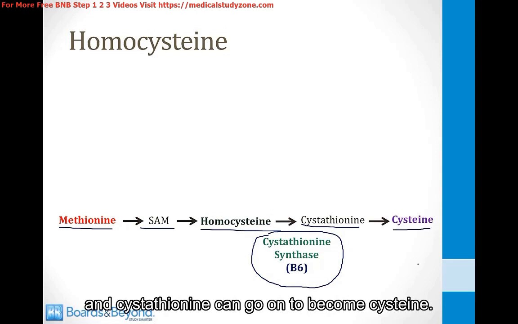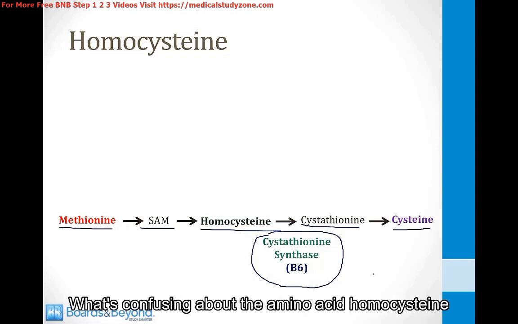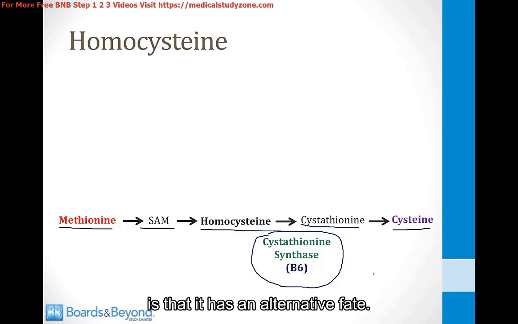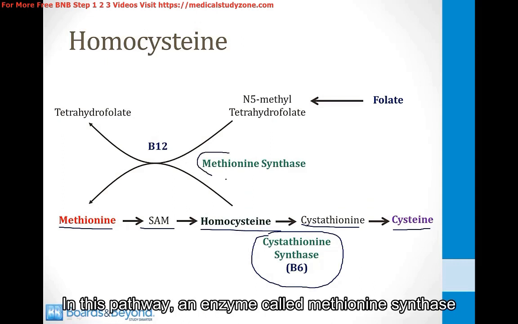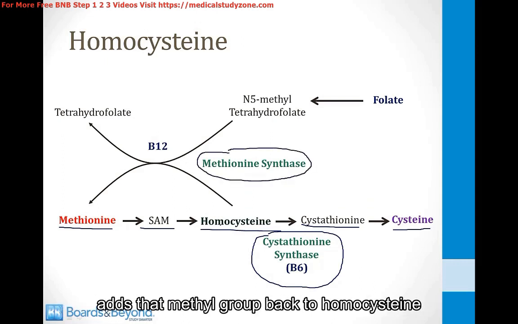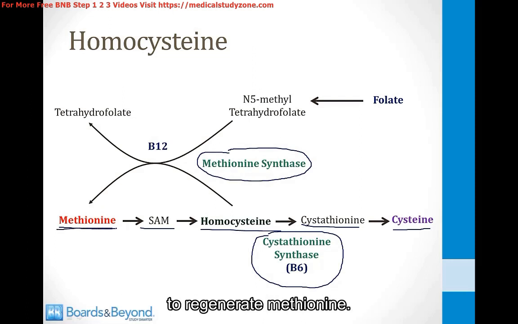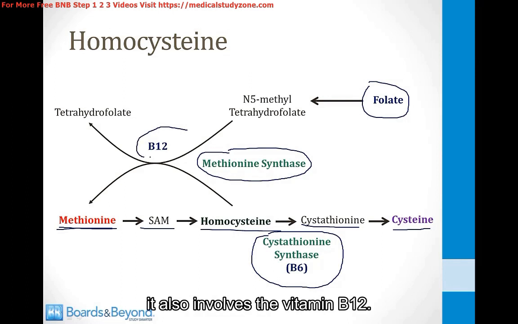What's confusing about the amino acid homocysteine is that it has an alternative fate. There is another pathway called the remethylation pathway. In this pathway, an enzyme called methionine synthase adds that methyl group back to homocysteine to regenerate methionine. This pathway involves folate, and it also involves the vitamin B12.